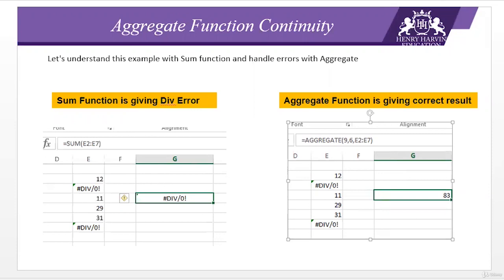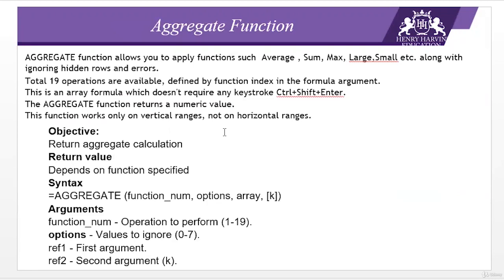So let me go back to my first slide, which tells us how the aggregate function works. The aggregate function is very numeric. It works only on a numeric range, where it gives the result in numeric only. So you can say that the aggregate function returns a numeric value. This is one of the characteristics, and this is an array formula. This is the beauty of this function: it does not require the keystroke Control Shift Enter.